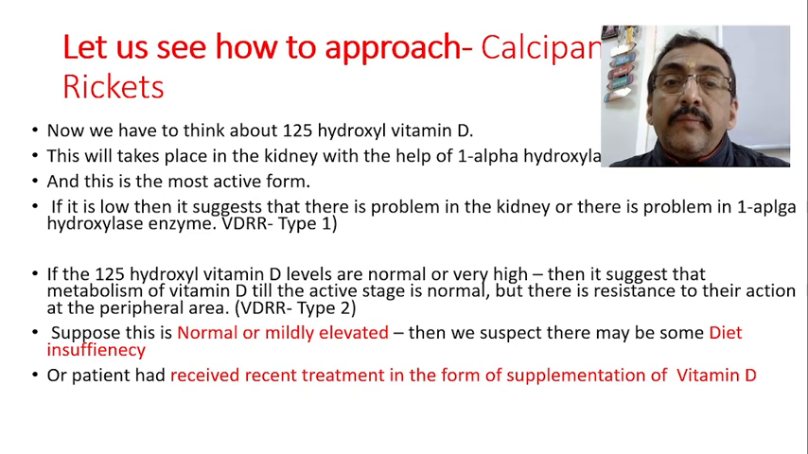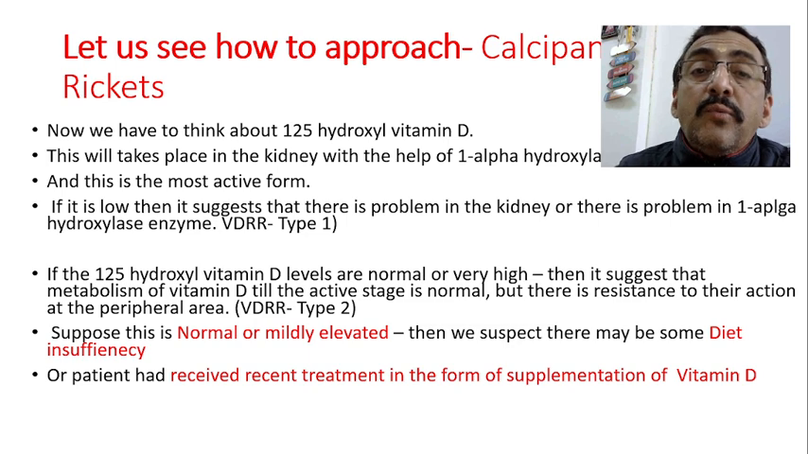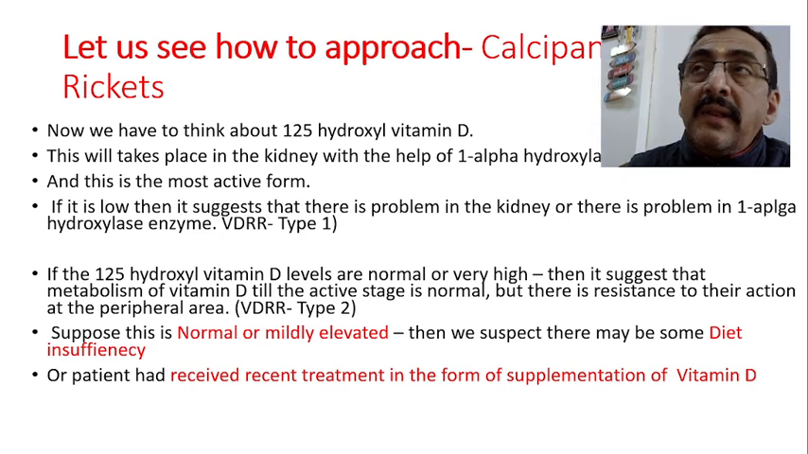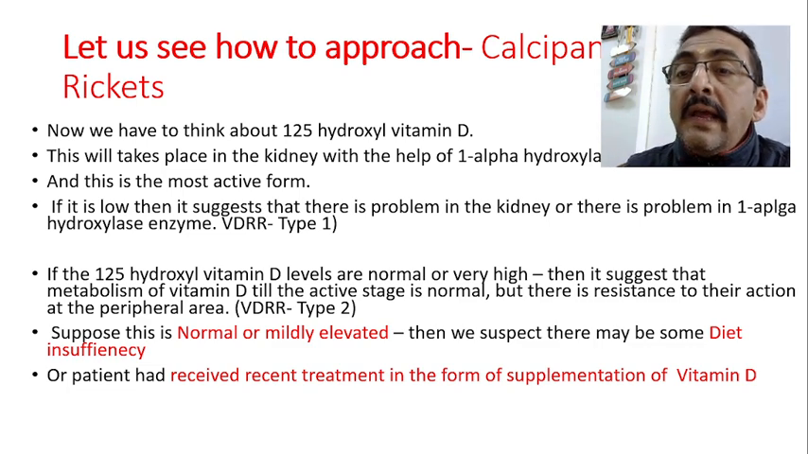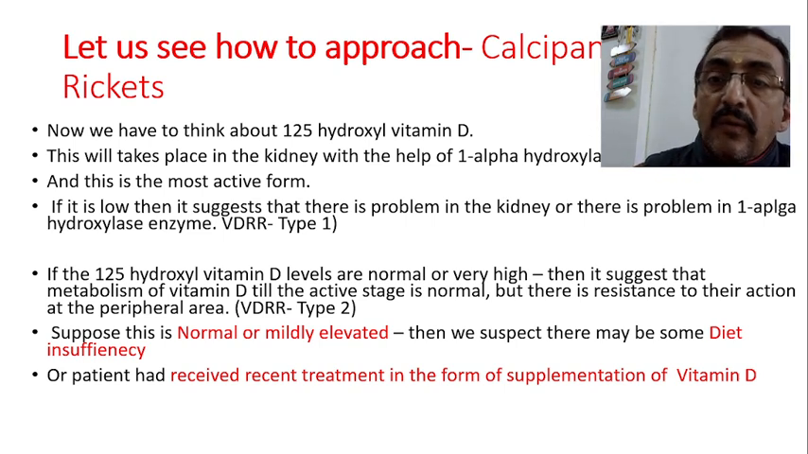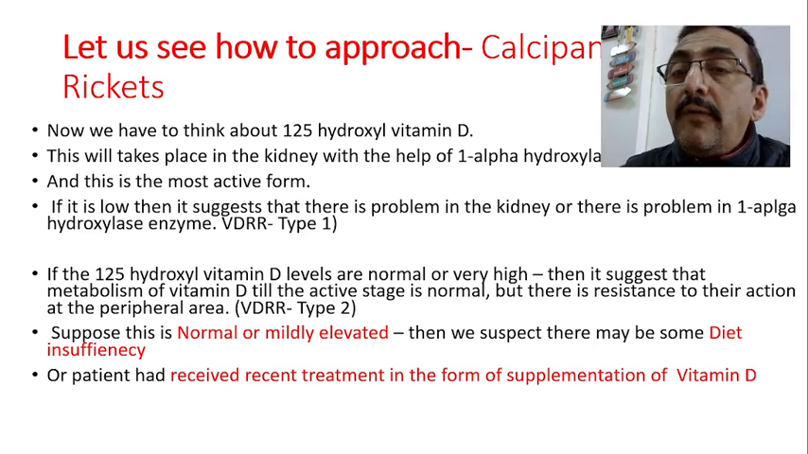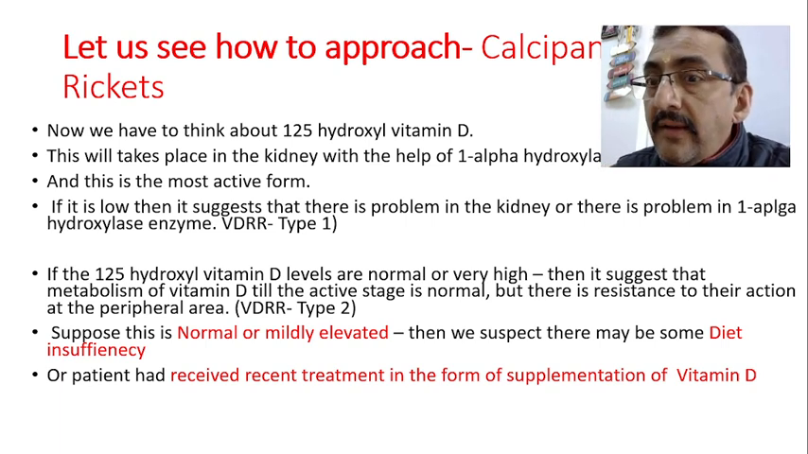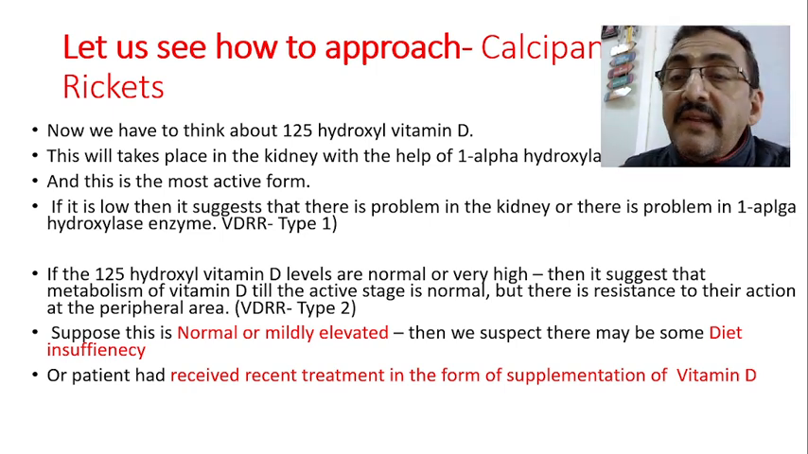Now let us see how to approach further. Now we have to think about 1,25 dihydroxy vitamin D in the kidney. This takes place in the kidney with the help of the 1-alpha hydroxylase enzyme. Many times we have told, this is also considered the active form. If this is low, then it suggests that there is a problem in the kidney, or a problem in the 1-alpha hydroxylase enzyme, which comes under the category of vitamin D dependent rickets type 1, isn't it?